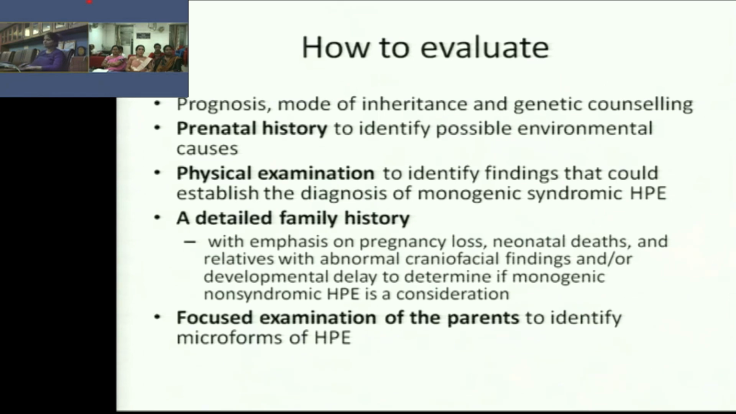With a detailed family history, including losses, neonatal deaths, abnormal facial findings, and developmental delay, obviously a three-generation pedigree has to be drawn. Then a focused examination of the parents, because I told you there are microforms of HPE which we can miss, such as a single median incisor and the other findings that I mentioned earlier.